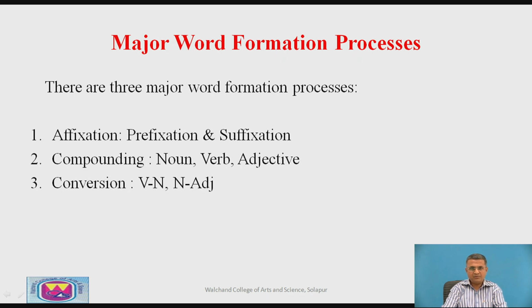Second major word formation process is compounding, and there are different types of compounding. The first can be noun compounding, second verb compounding, and third adjective compounding. The third major word formation process is conversion, and there are two possibilities here which appear on the screen: conversion from verb to noun and conversion from noun to adjective.